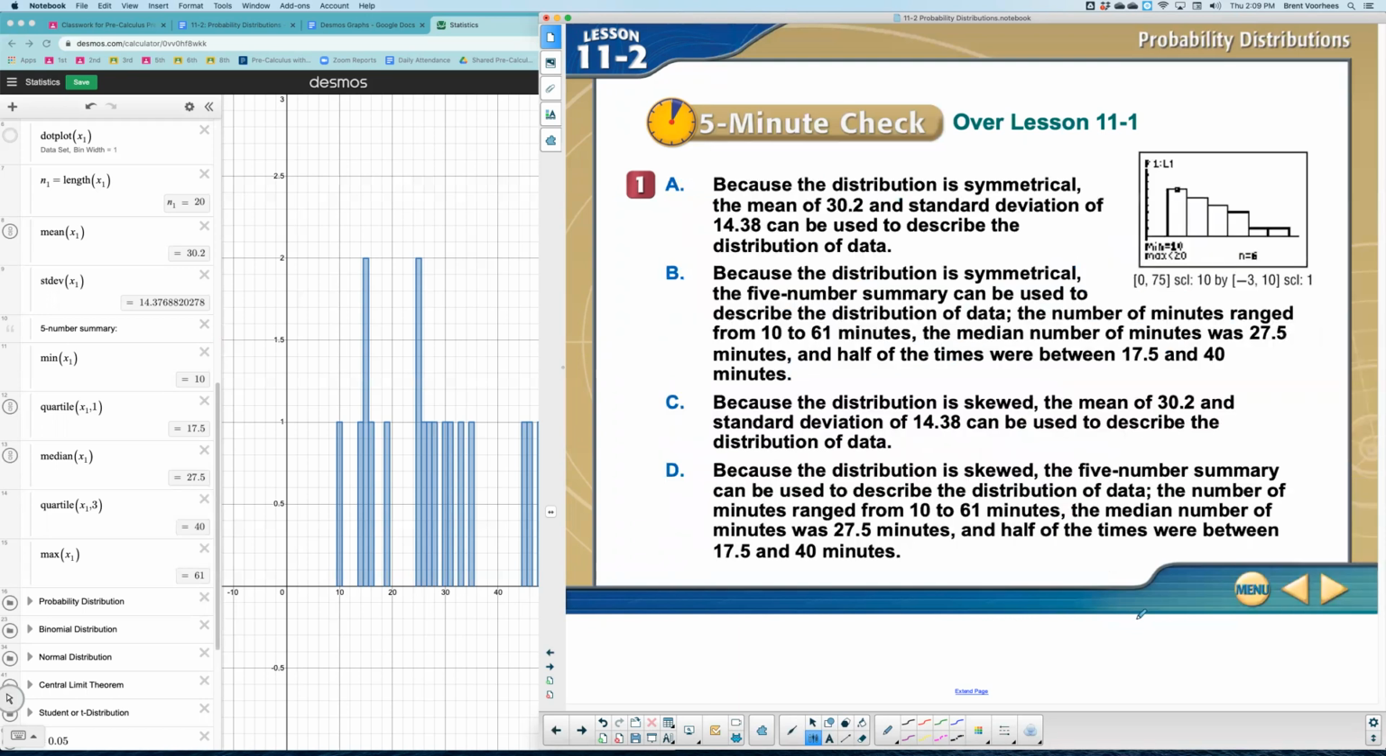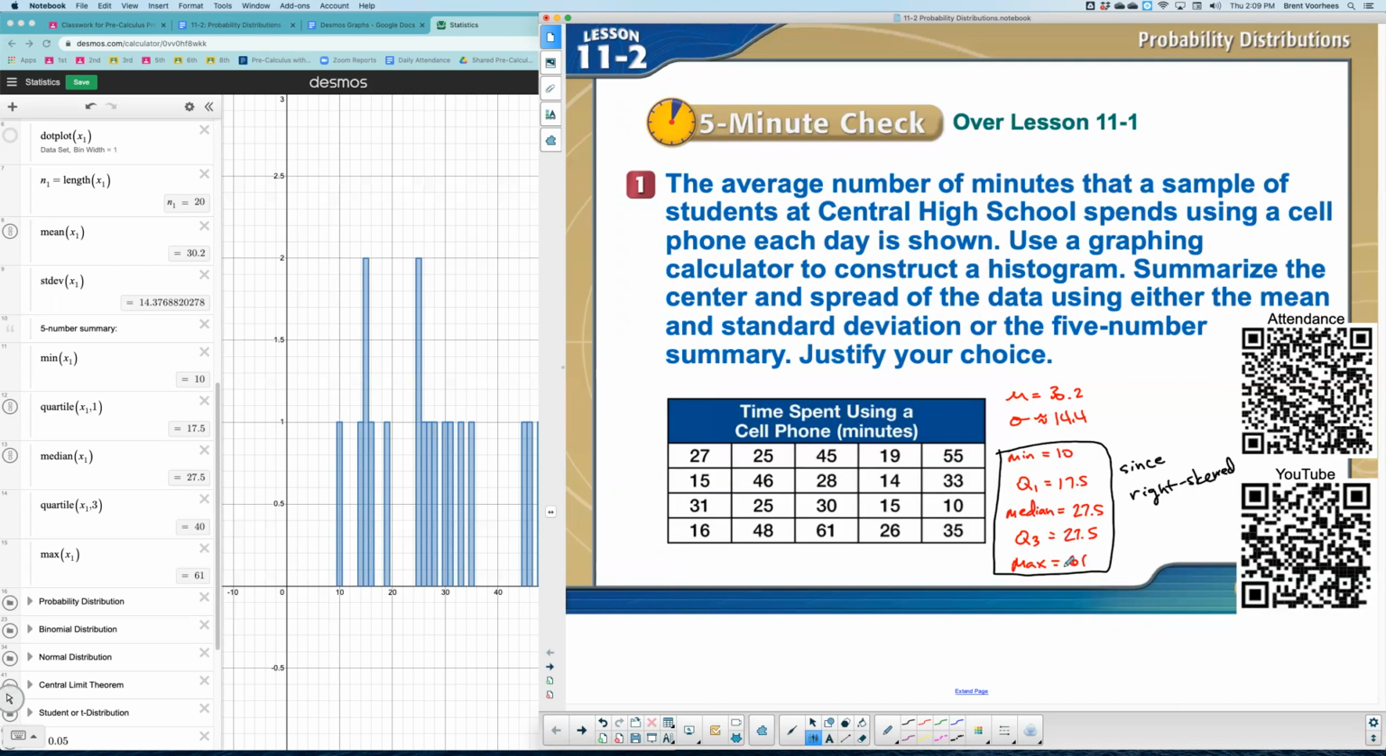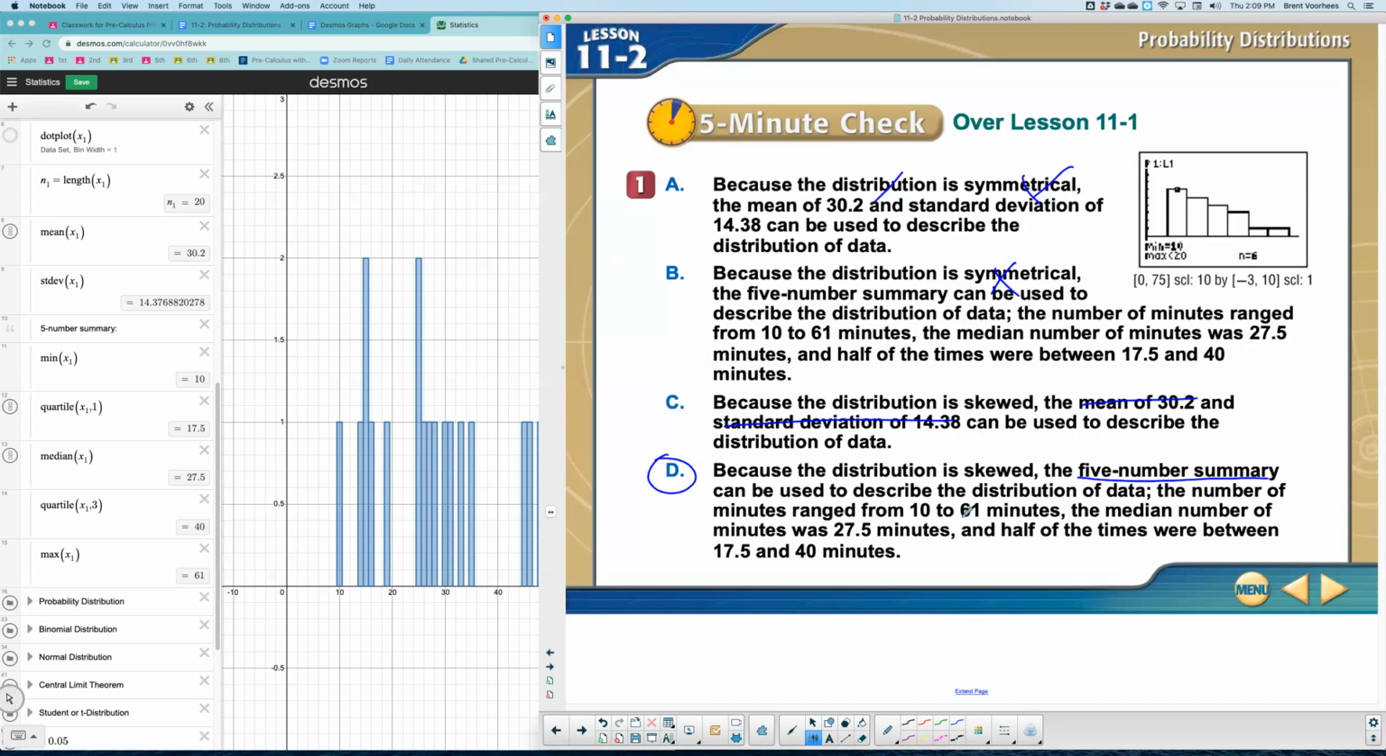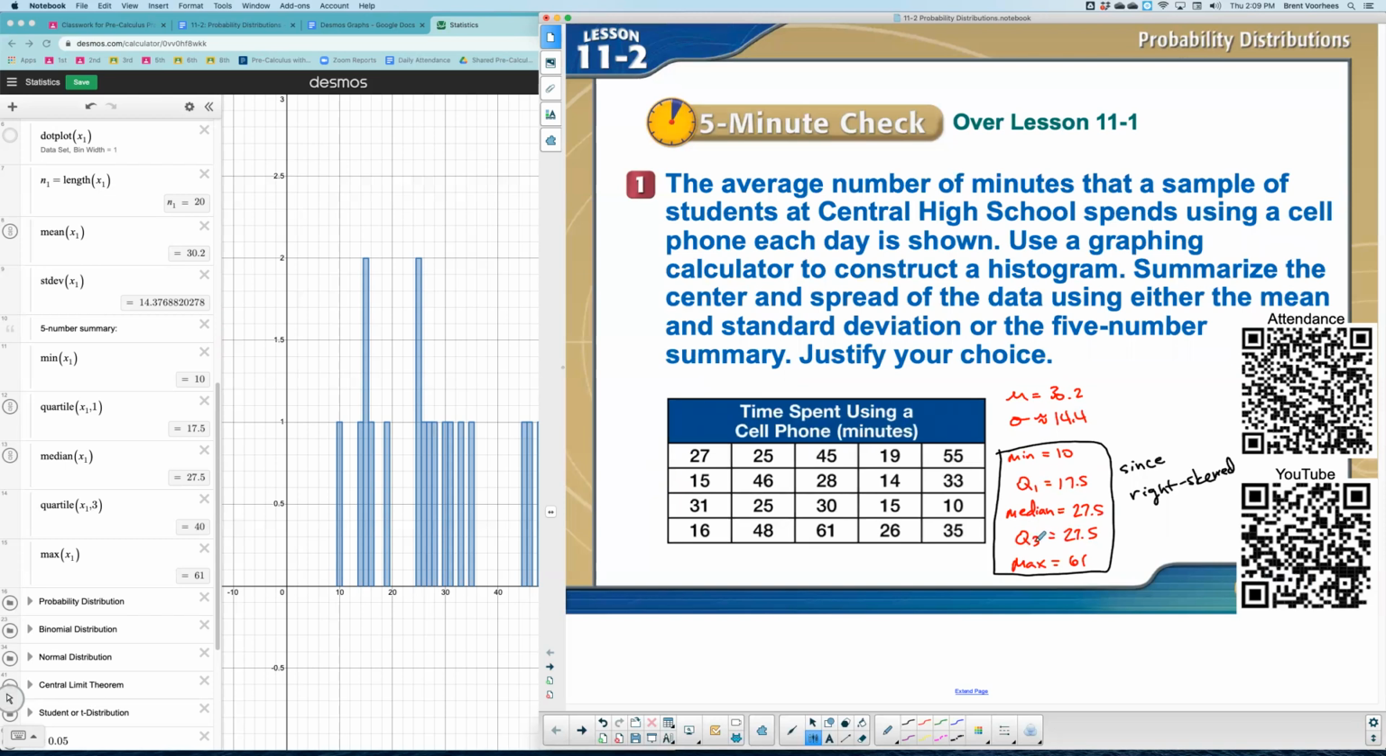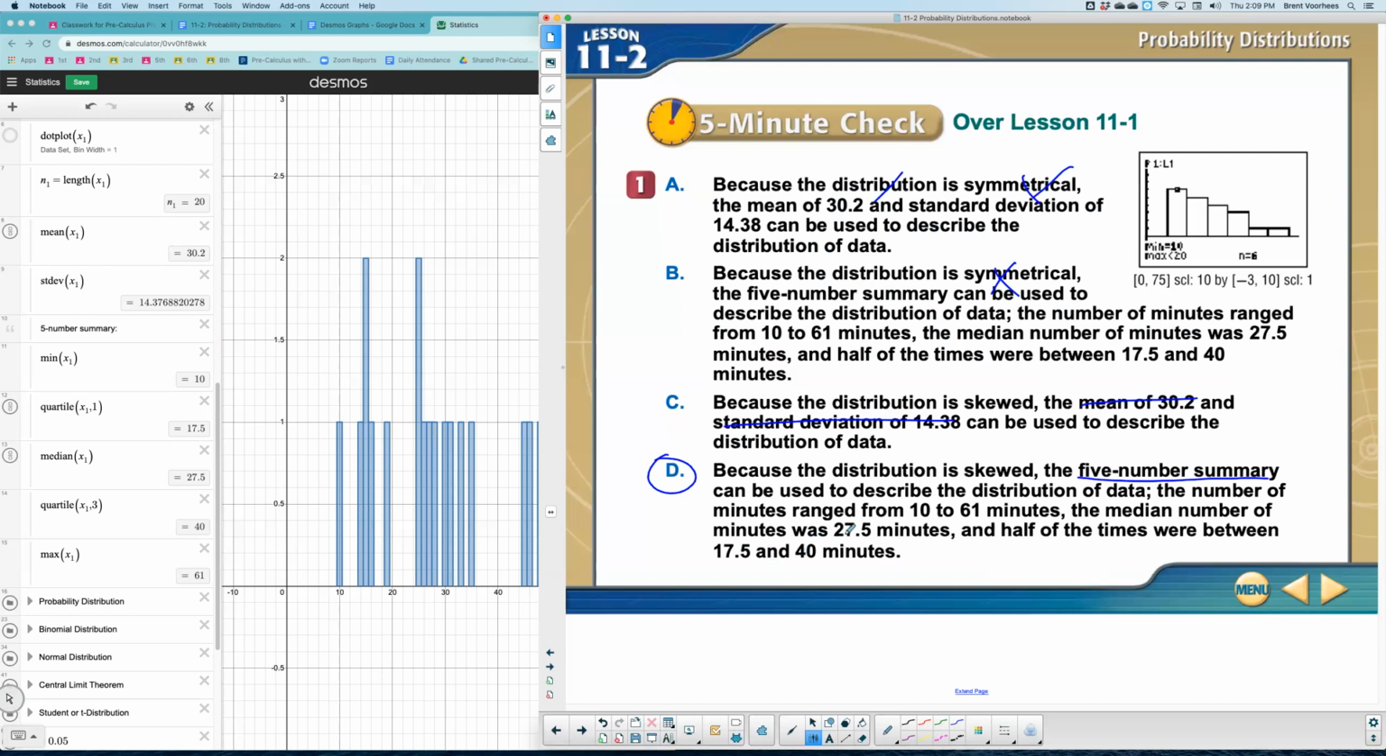Let's see here. It says it's not symmetrical, so symmetrical is out. It is skewed, so we don't use the mean and standard deviation. It's skewed, so we'd use the 5-number summary. It was from 10 to 61 for the minimum and maximum, that's the range. The median was 27.5, and half of the values, from the first quartile to the third quartile, that's the interquartile range, would be from 17.5 to 27.5.